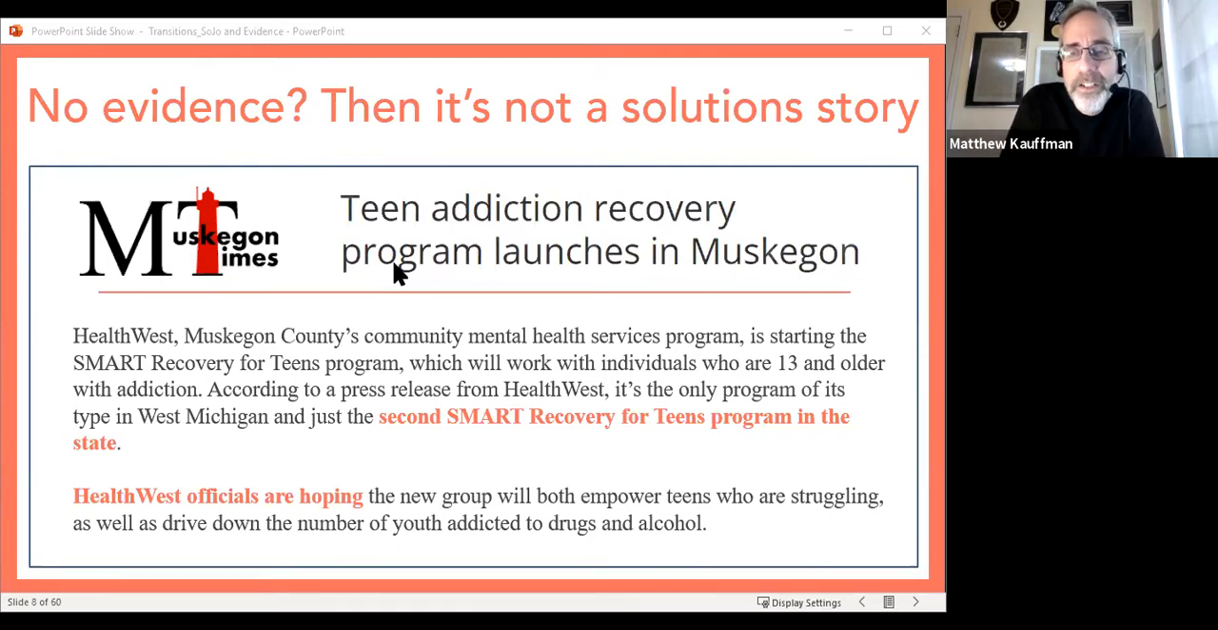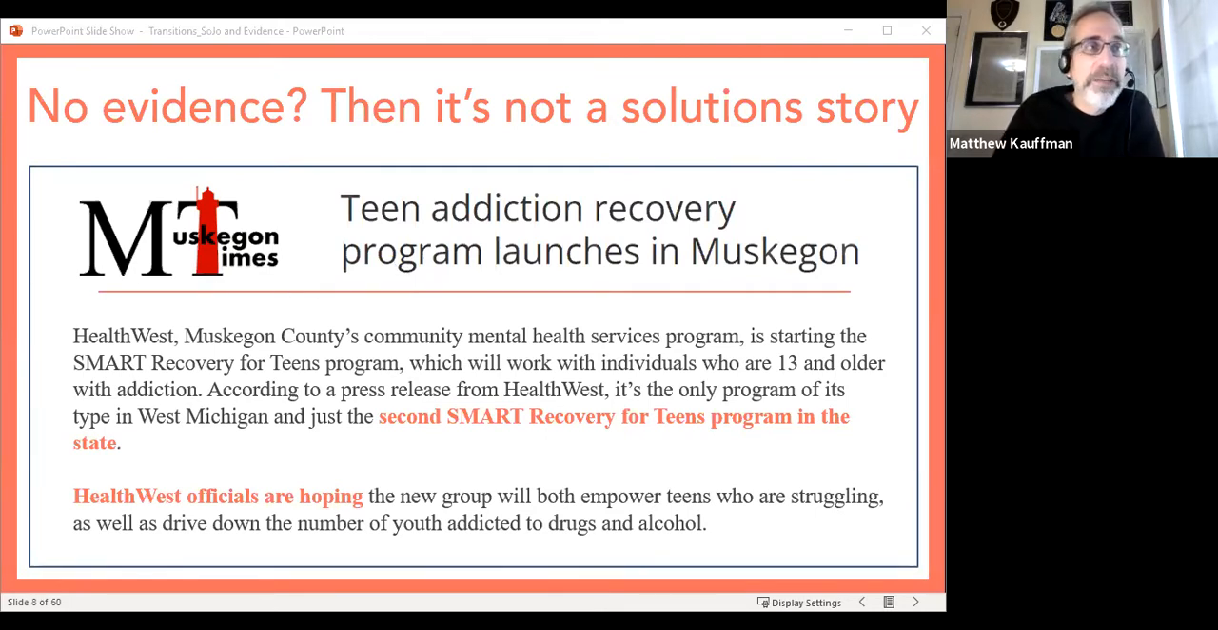Well, a good solutions reporter would think, okay, how has that worked out so far? And I thought this story really missed an opportunity to turn this into a solution story, maybe explaining, it's only been done in one other place in the state, but here's what the outcome of that program looks like. Instead, this story simply mentioned, hey, it's been done before in the state, and folks are hoping it's going to work out this time.